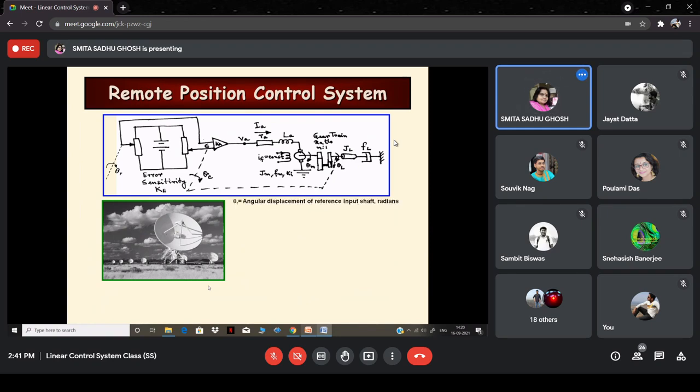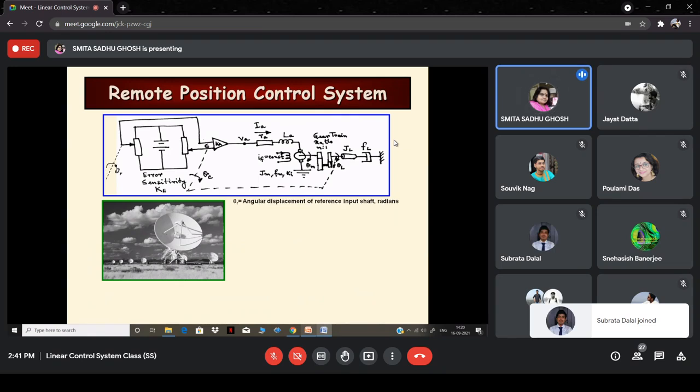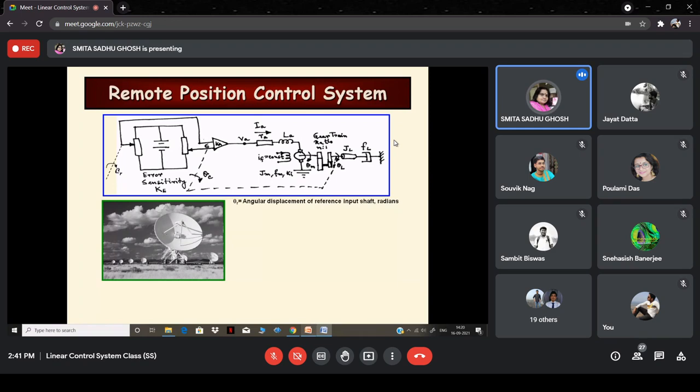First we have theta r, the angular displacement of the reference input shaft in radians. So this is the reference shaft, theta r is its angular position, right? And the unit is radians. It could have been in degrees, in which case all the other units would also be appropriately changed. Here it is taken in radians for this analysis.